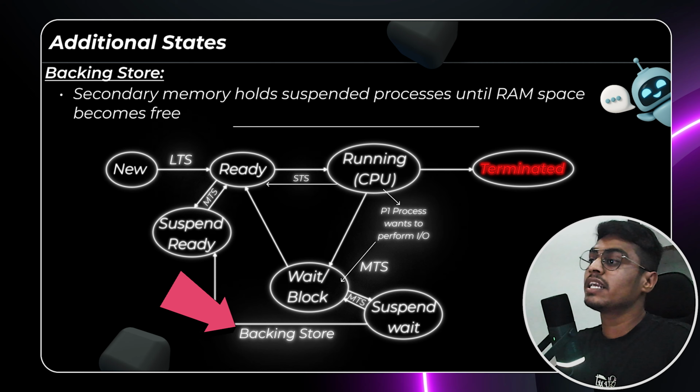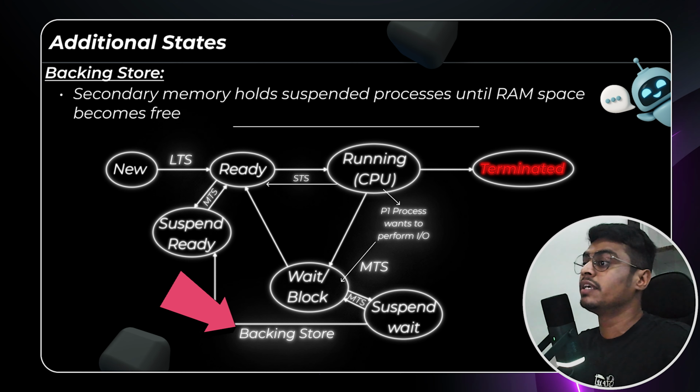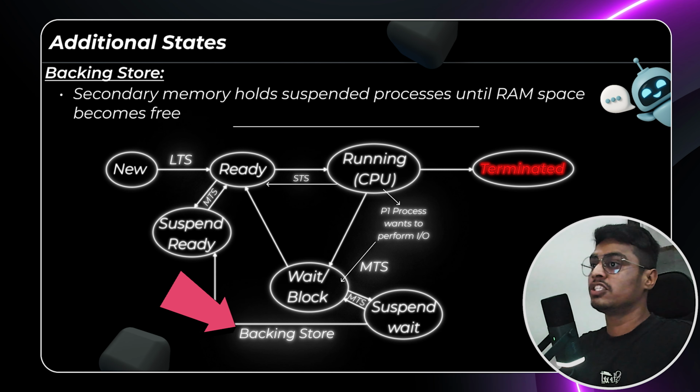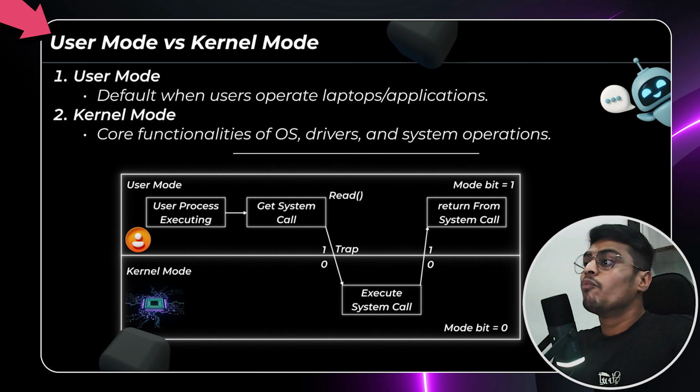Okay, now the backing store in secondary memory temporarily holds these suspended processes until space becomes available in the RAM. So these are the additional states: suspend wait, suspend ready, and backing store. Now what is user mode versus kernel mode? Moving forward to user mode versus kernel mode.